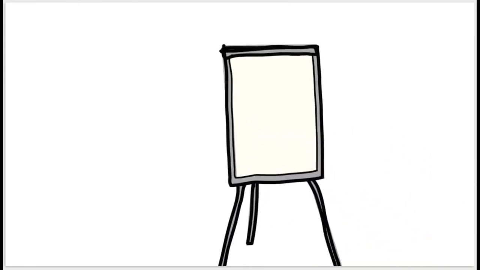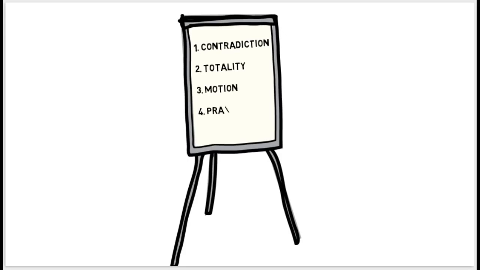There are four core concepts in relational dialectics theory. First is contradiction, which refers to the oppositions experienced in relationships. Dialectics are the result of these oppositions. Second is totality, which refers to the interdependence of people in a relationship. Totality shows us that what happens to one member of a relationship affects the other members too.